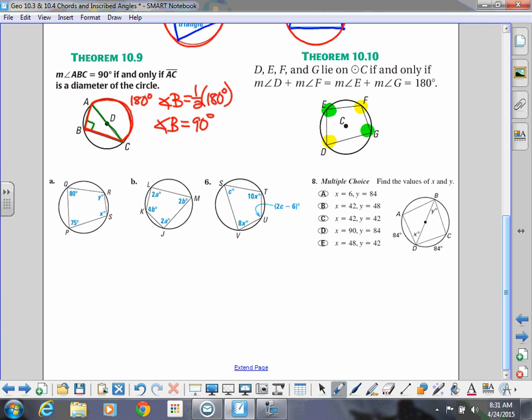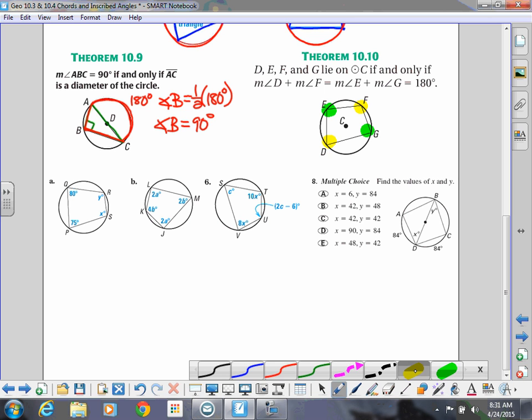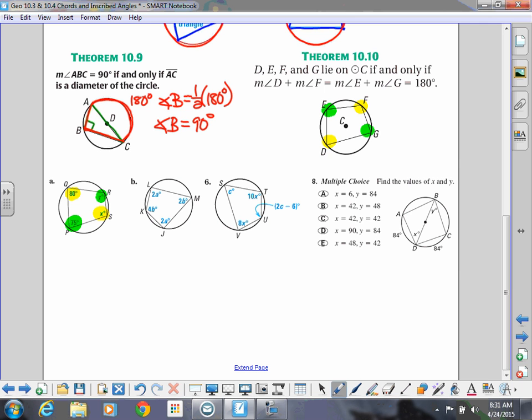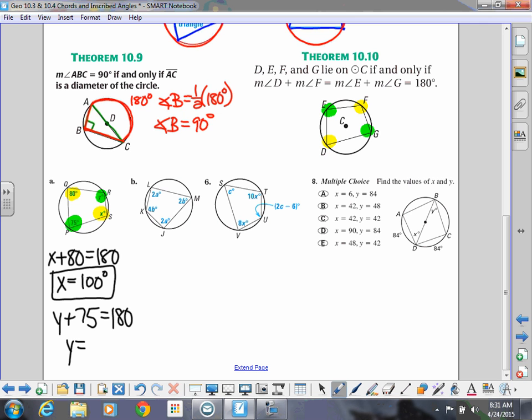So let's look at these examples. In this first one, 80 is across from X, so those are opposite angles, so those should add up to be 180. And then Y is opposite of 75, so those should add up to be 180. So let's do that. X plus 80 equals 180. So if I solve that, I should get X equals 100 degrees. And then the other equation I could write is Y plus 75 equals 180. So I subtract and I get 105 degrees for Y.